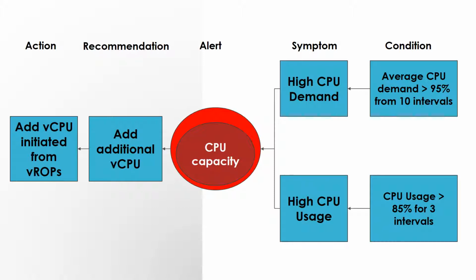The following diagram shows an example scenario of how all this would fit together. We have conditions which, if evaluated to true, cause the symptom to be true, and as the symptoms evaluate to true, the alert associated with them is evaluated to be true. As you can see in the flow diagram, we have conditions such as average CPU demand is greater than 95% for 10 intervals and CPU usage is greater than 85% for 3 intervals. If the conditions are evaluated to be true, then the symptoms associated with these are triggered, and as the symptoms are triggered, the alert associated with these is triggered and is evaluated to be true.